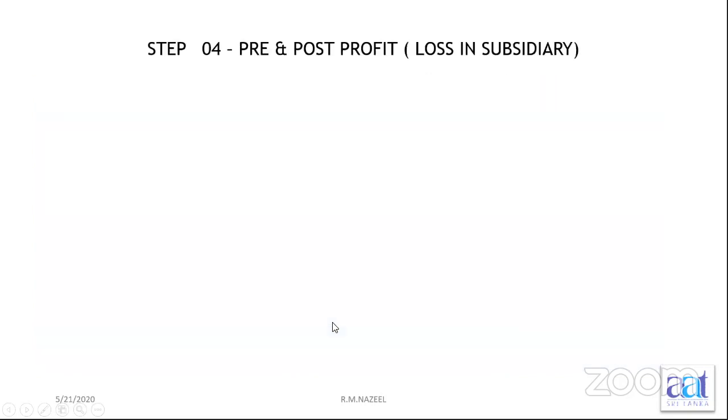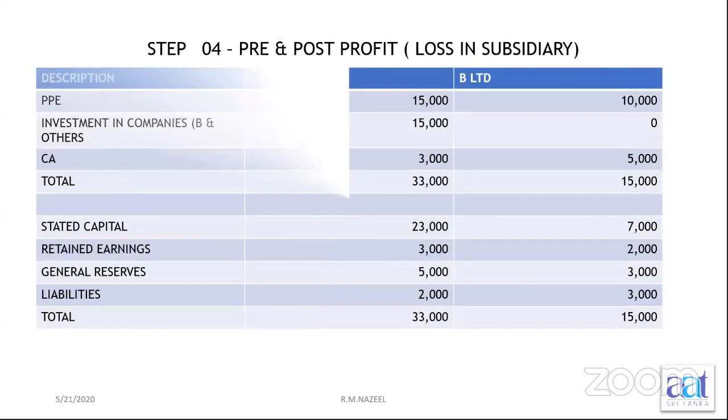Now, another problem I have seen, might be in the exams or might be a practical thing. Subsidiary makes losses. The consolidation standard is very clear. It says even if the subsidiary makes losses, you need to consolidate. Now, how do we evaluate that? If there is a loss-making subsidiary company, how can we do that? So I have incorporated the question into this. Same question: PPE given, investment given, current asset given, stated capital, retained earning, general reserve.